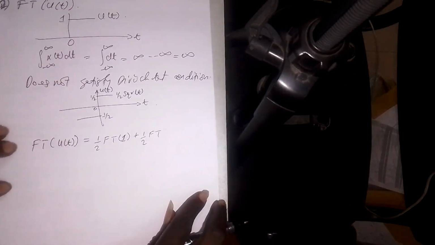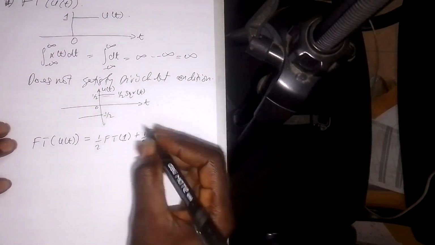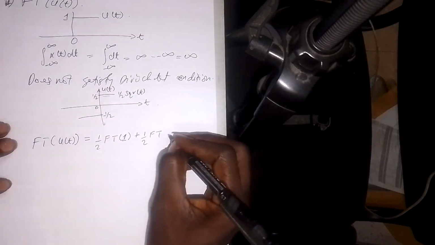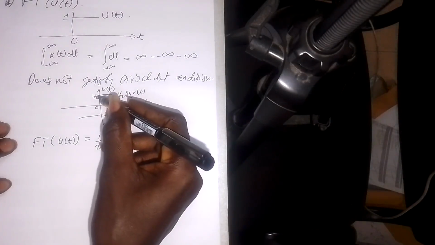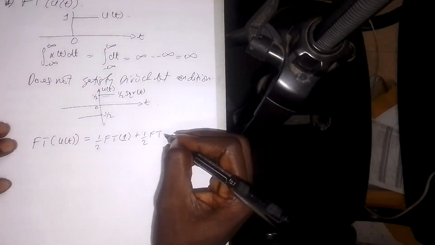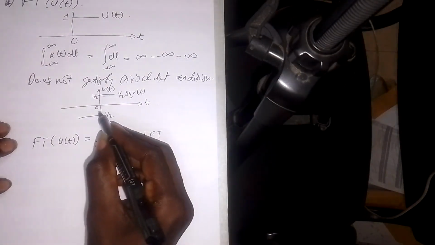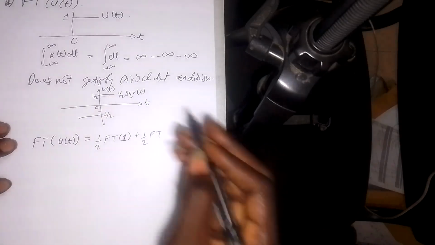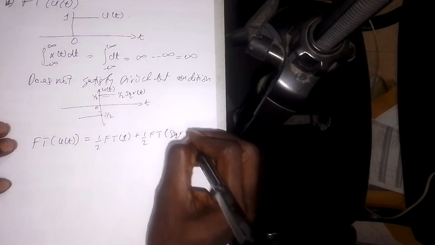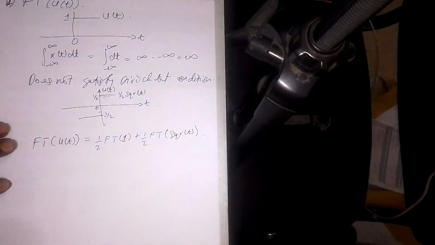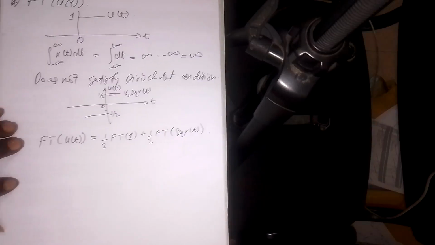Square wave. Okay, which is this part. Or you can even interchange it. You can make the square wave here and then the other one also here. It doesn't matter. But in my case, I'm taking half of one to be here and half of the square wave to be here. So here I'm just going to have the square wave of t, like this.